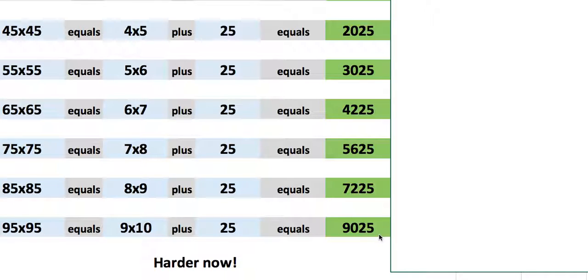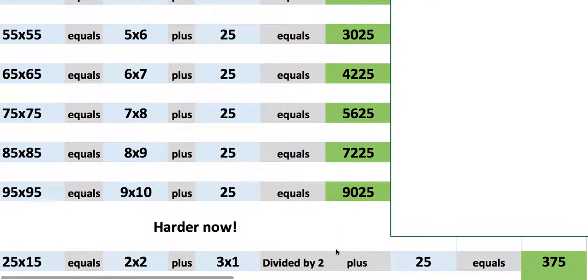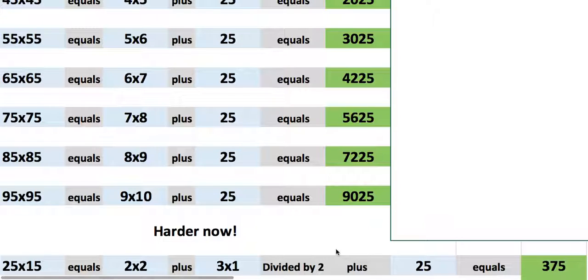It's that simple. Now we're going to get a little bit harder. What we're going to do now is work with random numbers that end in 5. So we'll do 25 times 15. To do this, you're going to have to be able to keep some numbers in your head. So for 25 times 15, you're going to get rid of the 5 and go up 1, and then go up 1 and get rid of the 5.